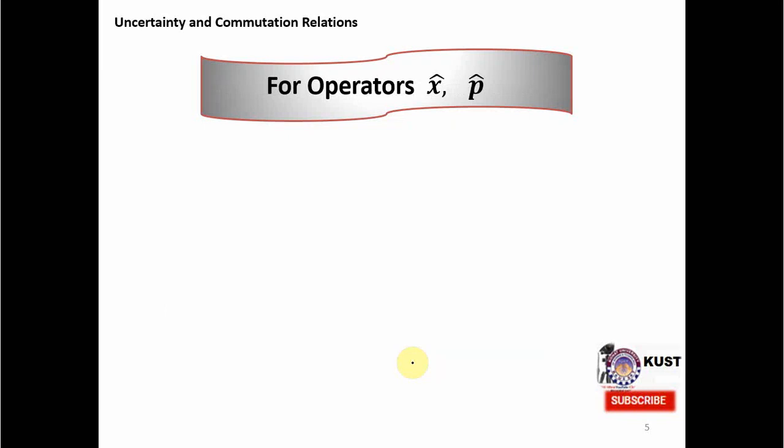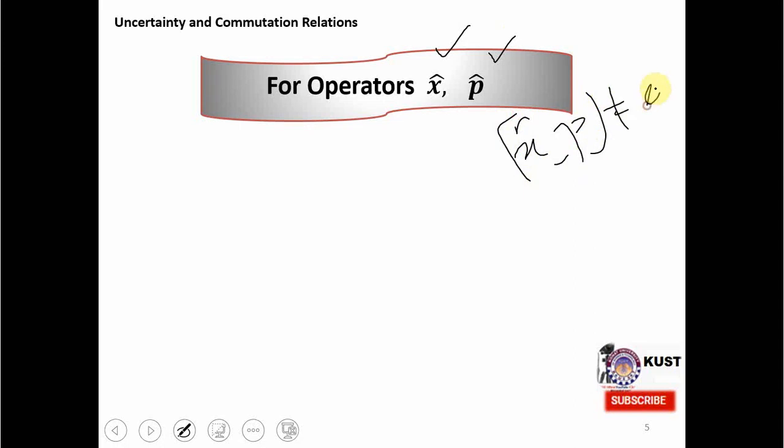Now go to the converse example. There we take two other operators. One of them is the position operator x, and the other one is the momentum operator p. And now we know that they do not commute. That is, the commutator of x and p is not equal to 0. They do not commute, so they will not have simultaneous eigenfunctions.